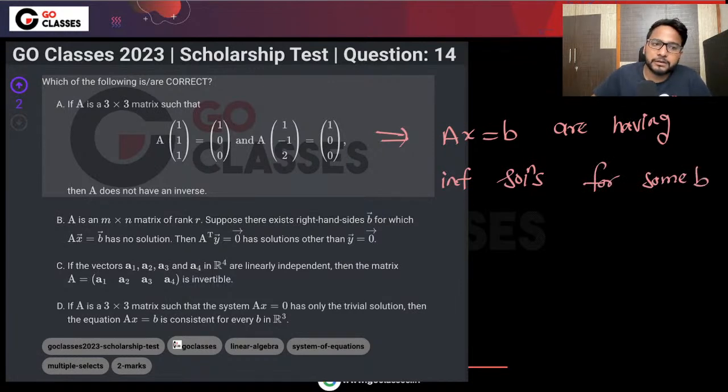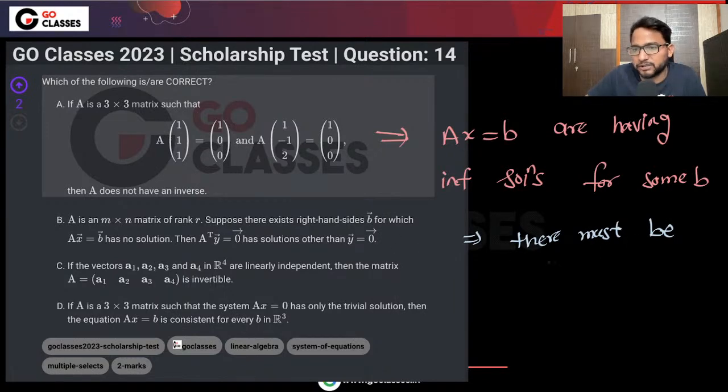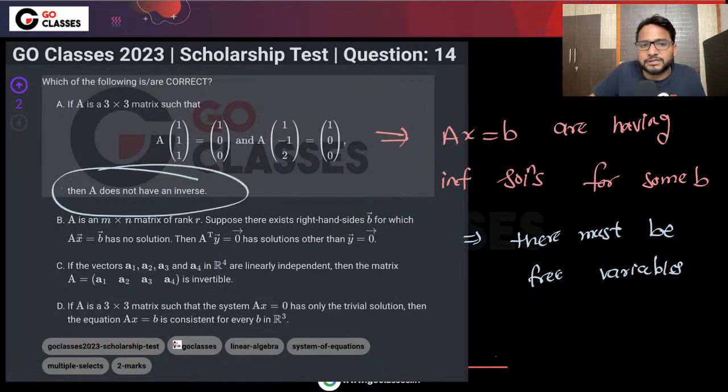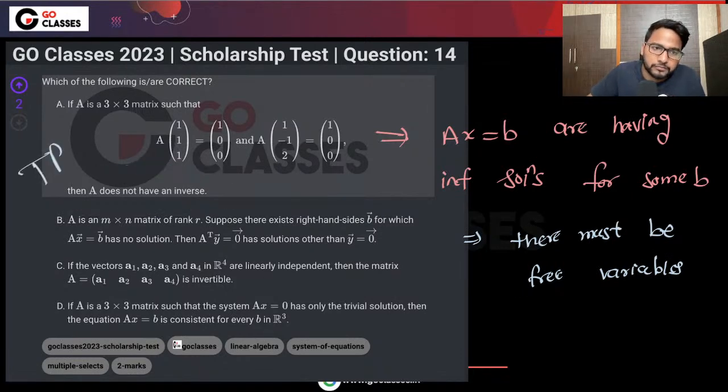If there are infinite solutions, then there must be a free variable. In whatever sense you want to talk about it, you can say that the columns of A are linearly dependent. Directly you can say there must be a free variable, which means the columns of A are linearly dependent. That's why A does not have the inverse. That's very much true.